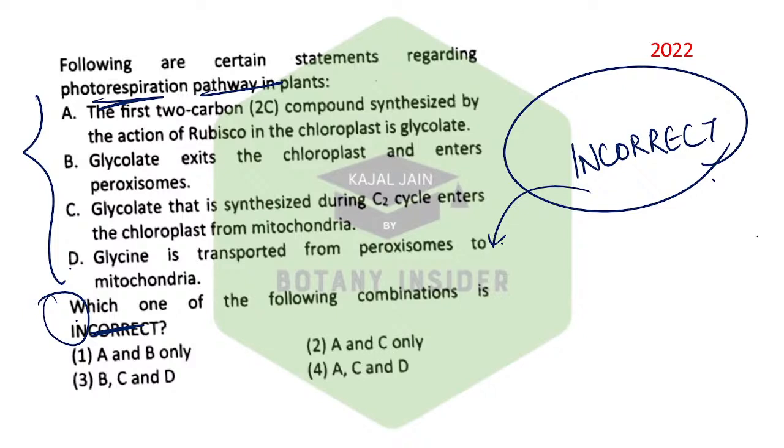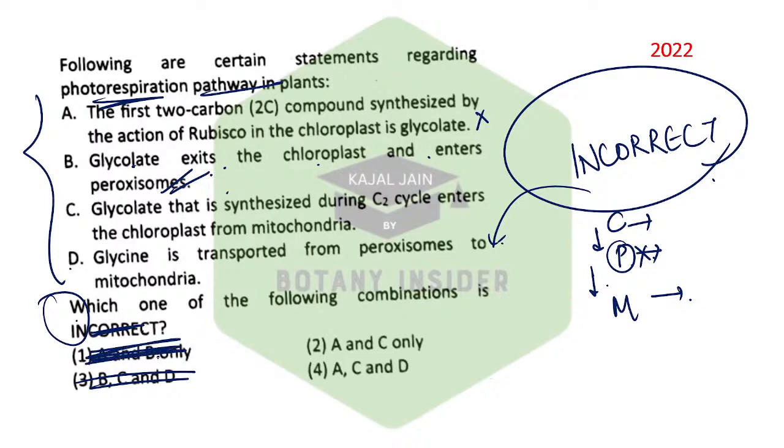Everyone participate. First option: the first two-carbon compound synthesized is glycolate. Is it glycolate? No, it is phosphoglycolate. Right? So A is incorrect. That means it should be included in our answer. So C will be not correct. Glycolate exits the chloroplast, enters the peroxisome. This one is a correct statement because C, P, and M: chloroplast, peroxisome, and then mitochondria. This is the mnemonic which you can remember. So in the peroxisome, it is the glycolate that enters. This one is a correct statement. That means it will not be included in our answer.